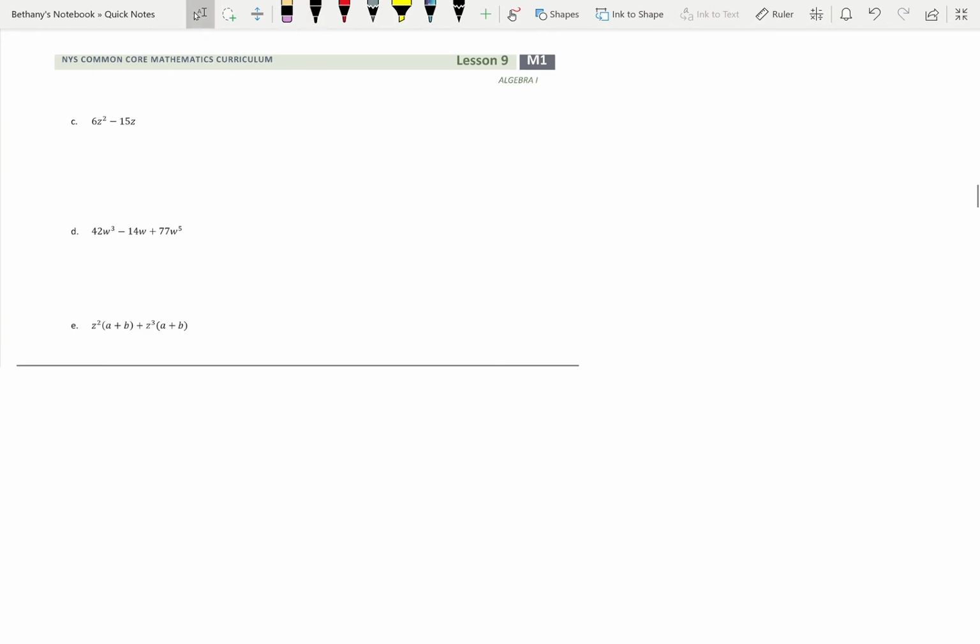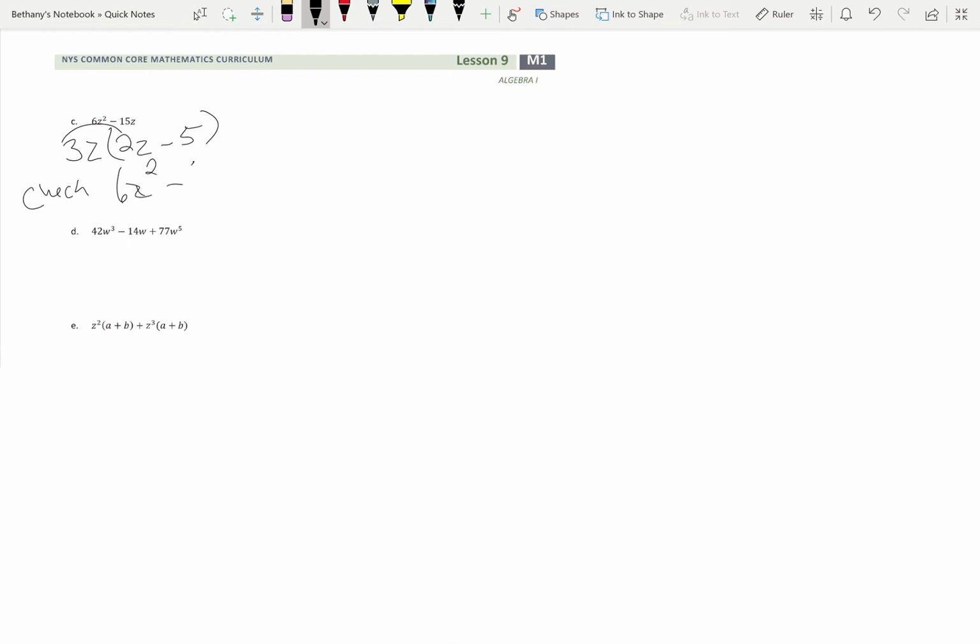Alright, so we're going to practice like this. I know I can take out a z because there's one z. 6 and 15 have 3 in common, so I could take out a 3. That leaves me with 2z minus 5. I'm going to check it. 3 times 2 is 6. Z times z is z squared. Minus 3z times 5 is 15z. Correct.